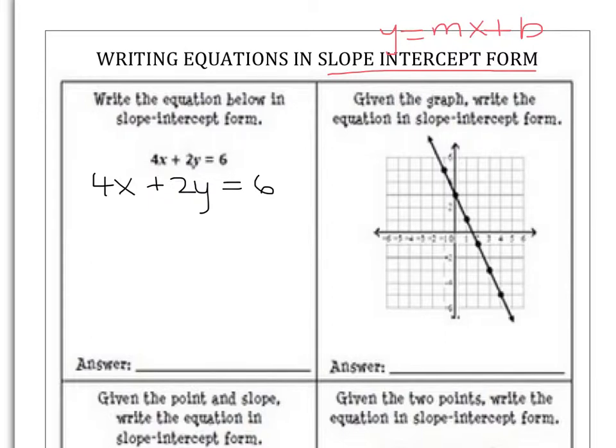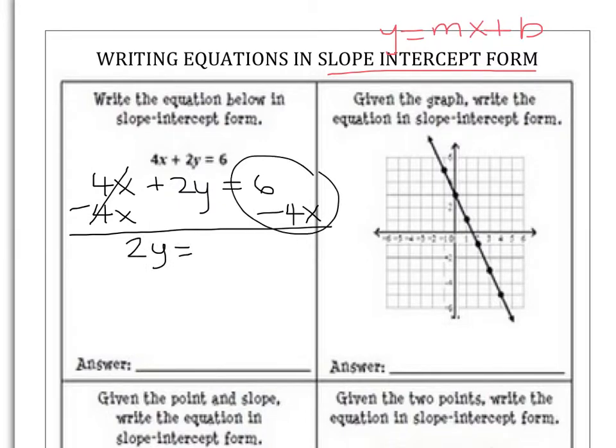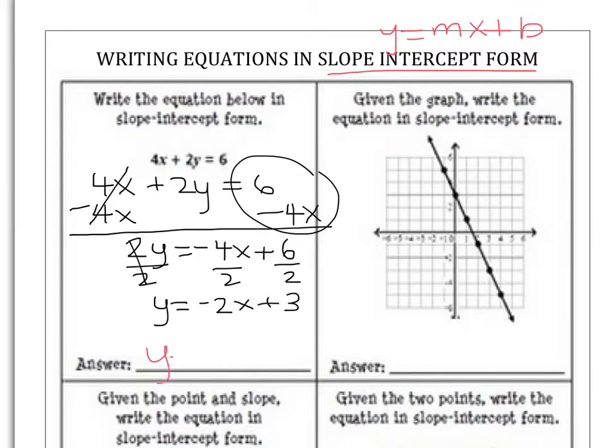First thing we need to do is move the 4x. We do that by subtracting it on both sides. So 2y equals, now I can't put these two together because they're not like terms. One of them has an x and one of them doesn't. So I write it in this form, mx plus b. Okay, I still have this 2 in front of the y, so what I need to do is divide everything by 2. Y equals 4 divided by 2 is negative 2x plus 3. And there it is. There's my answer. Y equals negative 2x plus 3.